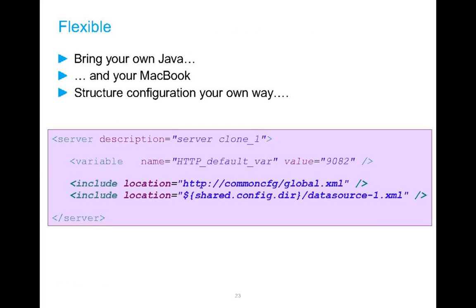So as you see here, you can say include location equals http:// common config global.xml. So it is referring to a particular XML file in which you have included configuration. It's up to you how your configuration should be structured. And you can save your config in your version control systems along with your apps, and then use it at deployment time.